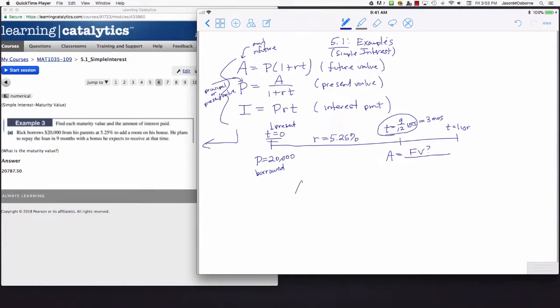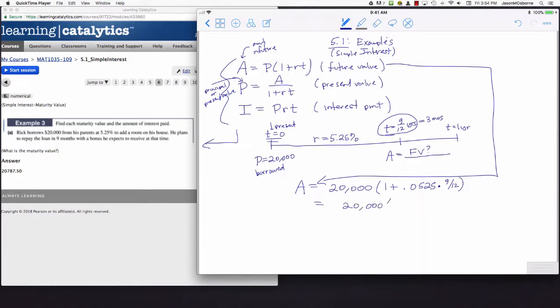Since we don't know the future value, that indicates that we should use the future value equation to solve for it. You know the principal of $20,000, times 1 plus the interest rate, 0.0525, multiplied by 9 over 12, which is the time. So that's 20,000 times 1 plus 0.0525 times 9 over 12. On my calculator, 0.0525 times 9 gives 0.4725, and you still need to divide that by 12.